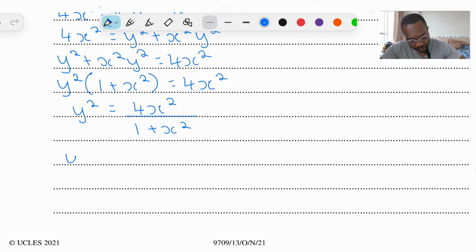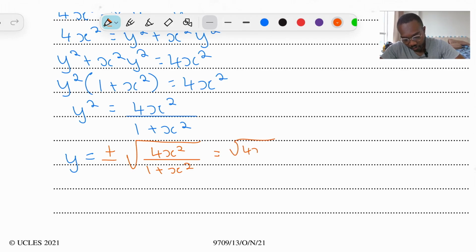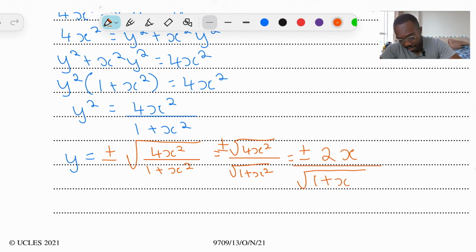Therefore, our y value is equal to plus or minus the square root of 4x squared over 1 plus x squared, which we can actually work out, because the square root of 4 is 2, and the square root of x squared would just be x. So we get plus or minus 2x over the square root of 1 plus x squared.